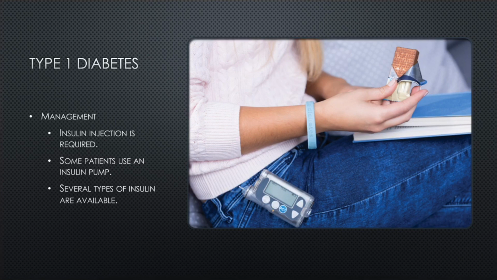And there's several different types of insulin available in the United States. You have your rapid acting, your regular or short acting insulin, intermediate acting, and then you have your long acting, and it differs in onset of action, duration, and your peak time.